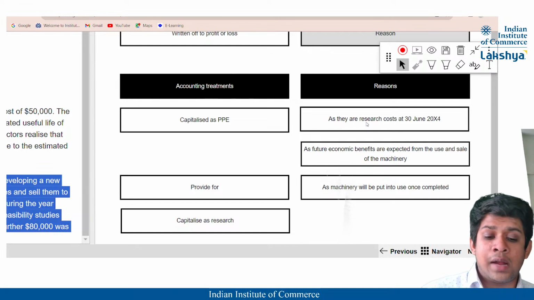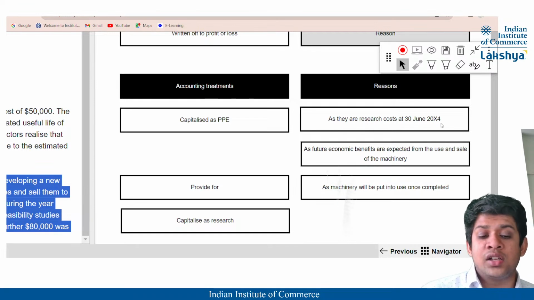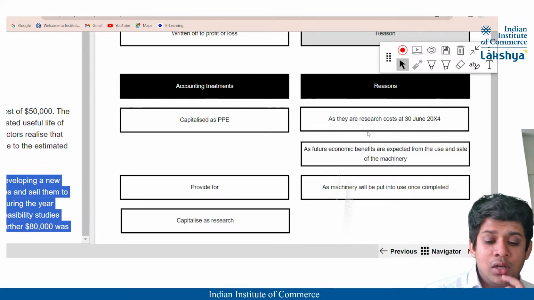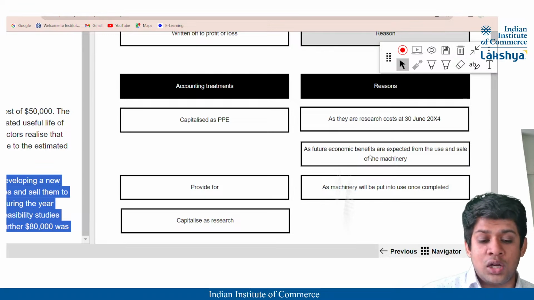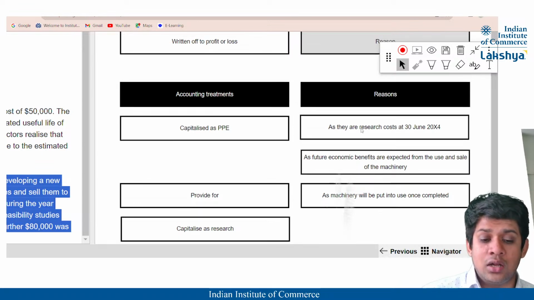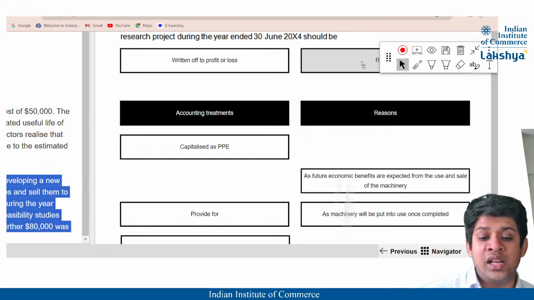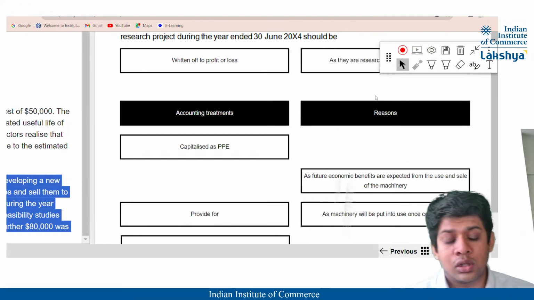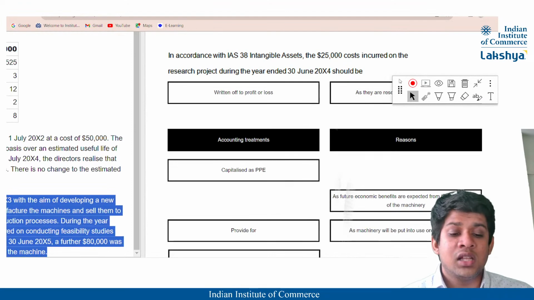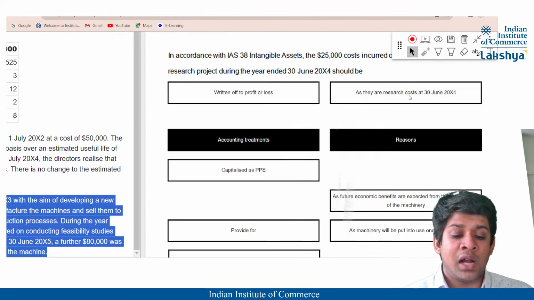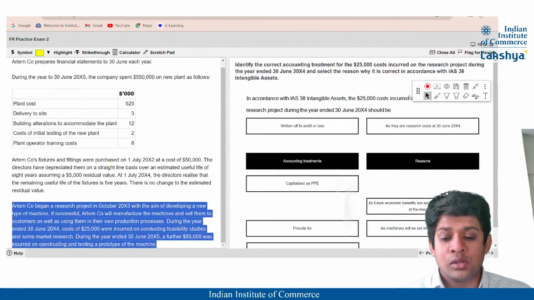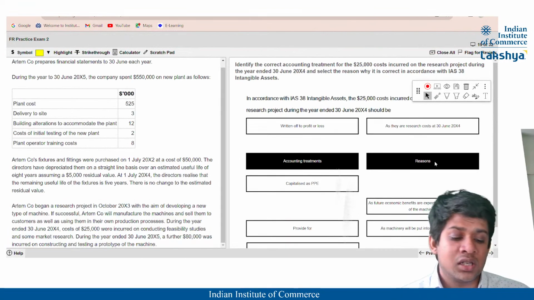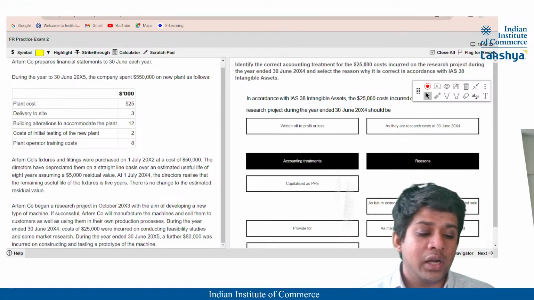What is the reason for not capitalizing it? As they are research costs at 30th June 2014. Obviously, they are not future economic benefits. They are not machinery which has been completed. So they are obviously research costs at 30th June 2014, right? And that is the reason why I am expensing them. I am writing it off to P&L. So this will be the correct response to it. I hope it is clear to you all. And moving on to the next question.